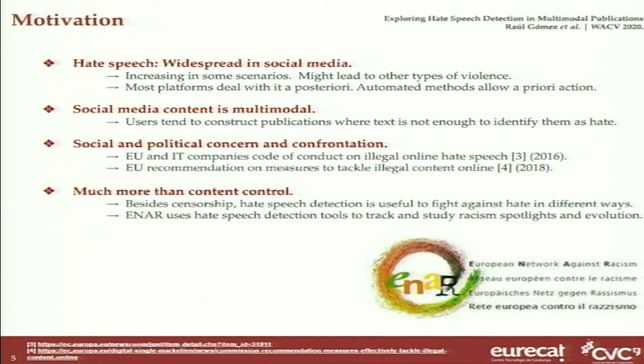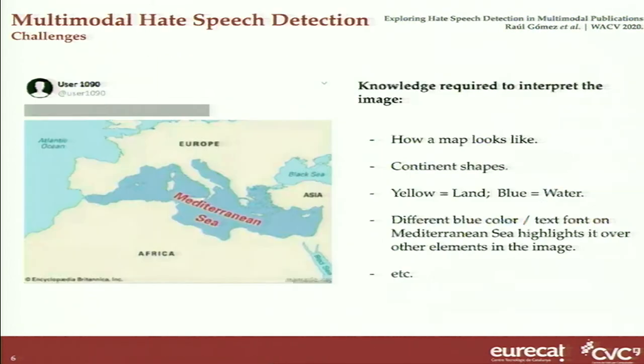Then there's a huge social and also political interest in hate speech and in fighting against it. And there are many political initiatives in that sense. And finally, automatic hate detection methods can be useful for much more than content control or censorship in social media. As an example, the European Network Against Racism uses this kind of methods to track and study racist spotlights around the world. Okay, so what are the challenges of this multimodal hate speech detection task?